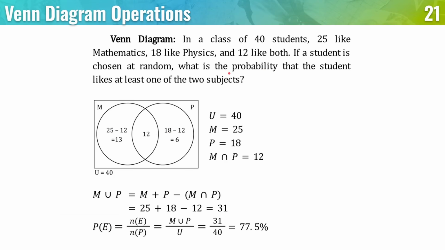Now the question asks, what is the probability that the student likes at least one of the two subjects? We have 31 as the number of possible events, and 40, which is the total number that is possible. So here we use U is equal to 40, since in a class of 40 students, 40 is the total number of the students. So 31 of them like either of the two subjects. So that's why the answer is 31 over 40 or 77.5%.